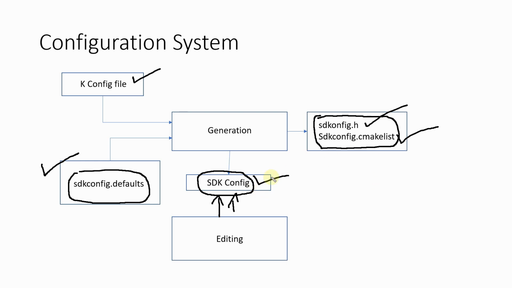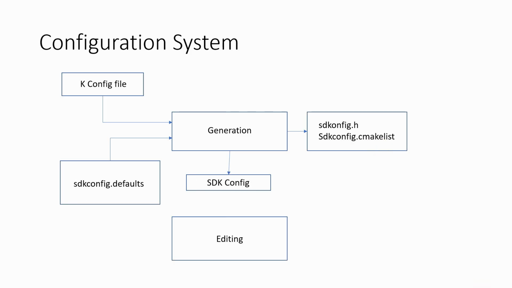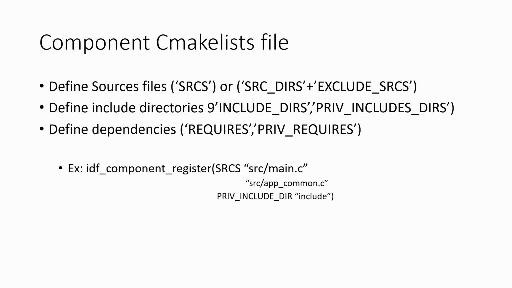So each and every time you edit this particular sdkconfig right over here, the sdkconfig.h and sdkconfig.cmake files will be regenerated. So that's all about the configuration system that I want to talk about. This is the basic configuration system, that is the compile time configuration that is performed in the build process.